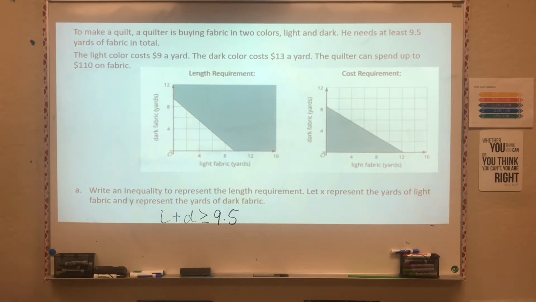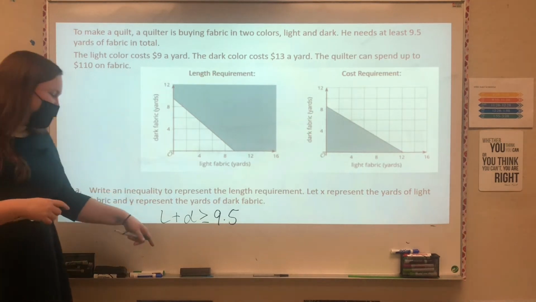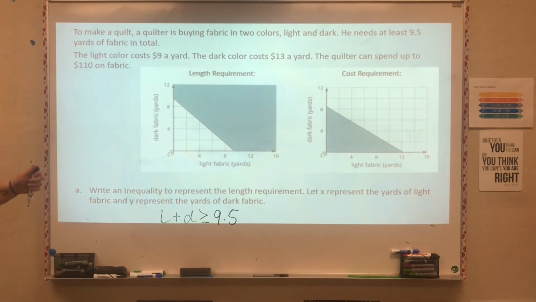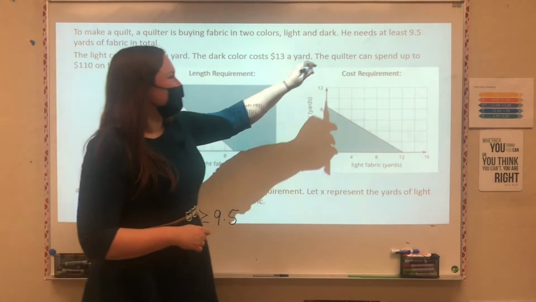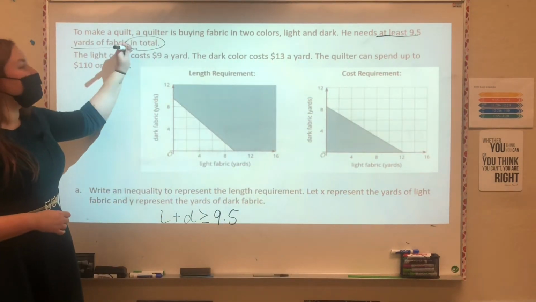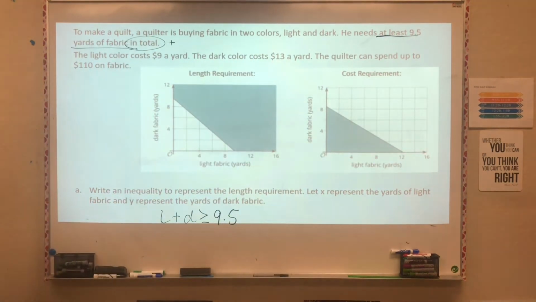Well, it's the amount that you get. I like how you reworded that too. So the amount of light color fabric, the amount of dark color fabric, and we're adding them because we need at least 9.5. And I can see your eyes coming up here. At least 9.5 yards of fabric in total, which is helping us know we want to add them. The one thing I would change about what you've got written here, read through the question again and see if you can find what I see.